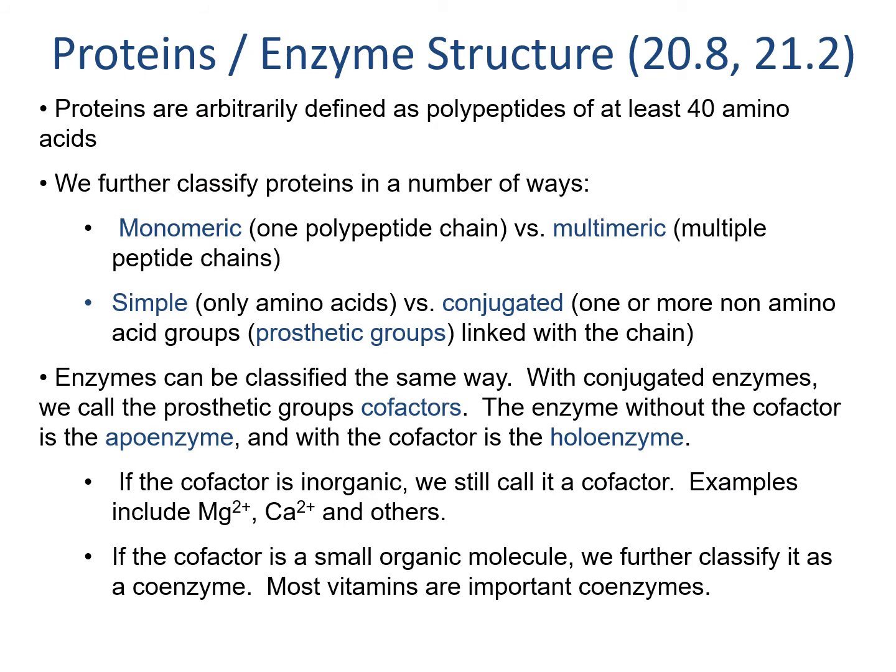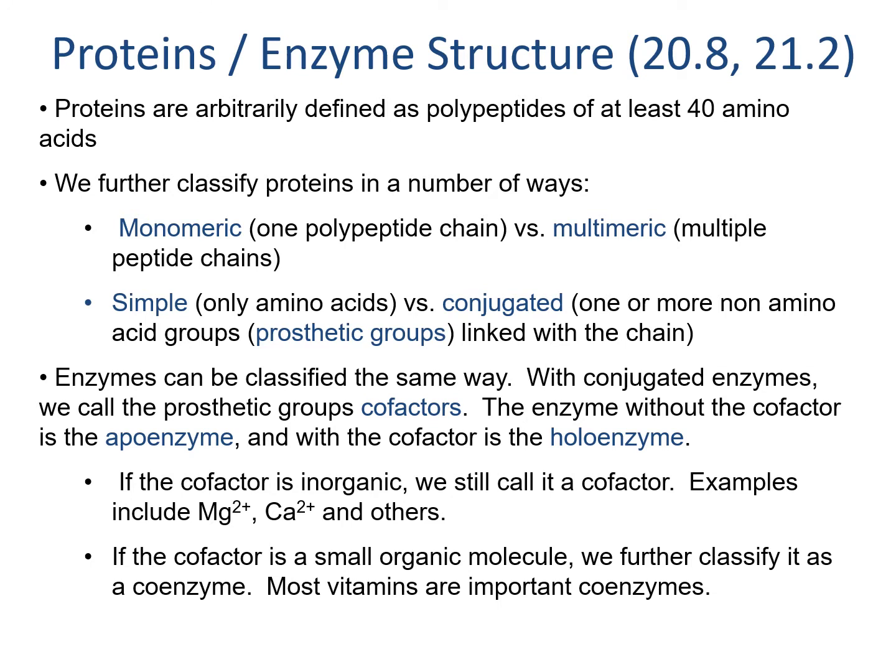Some of the nomenclature that we had talked about in proteins in Chapter 20 is a little bit different here in Chapter 21. In Chapter 20, when we talked about protein classification, we might have talked about monomeric or multimeric proteins, monomeric being just one polypeptide chain and multimeric being multiple peptide chains. And then we talked about simple versus conjugated, simple being only amino acids and conjugated having something other than amino acids, a prosthetic group. We use those same terms to refer to enzymes, but we also get a little bit more specific when we talk about the prosthetic groups.